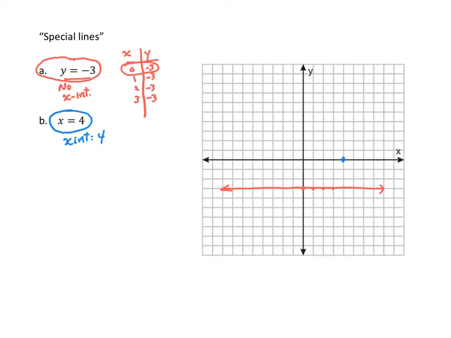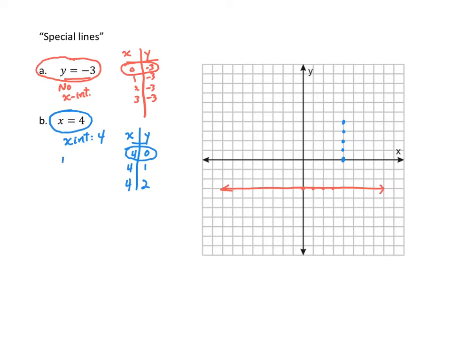But if every x value has to be 4, then wouldn't it be something like this if we made a table? All the x values are 4. The y values can be anything we want. (4, 0) is our x-intercept. But then we also have (4, 1), (4, 2), (4, 3). All the x values have to be 4.